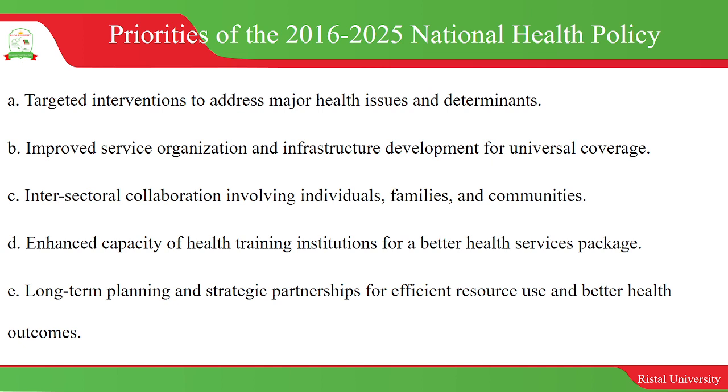In order to address the problems, in order to bring about improvement in the health indicators, the National Ministry of Health has the 2016 to 2025 National Health Policy that tries to identify the major health problems and address them. Emphasis is put on addressing major health issues and their determinants, and then also improving the service organization infrastructure in order to achieve universal health coverage. And then making sure that we have intersectoral collaboration involving different sectors, communities, families, and also individuals.